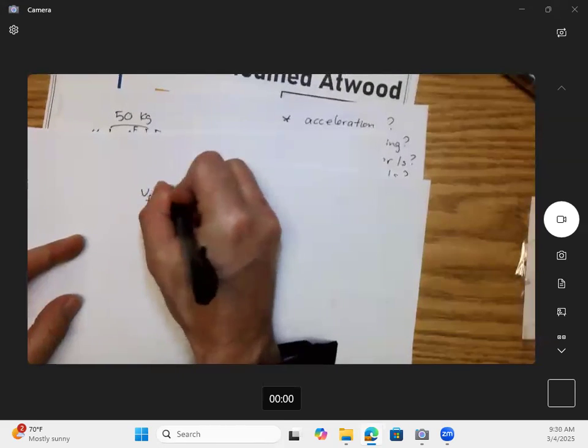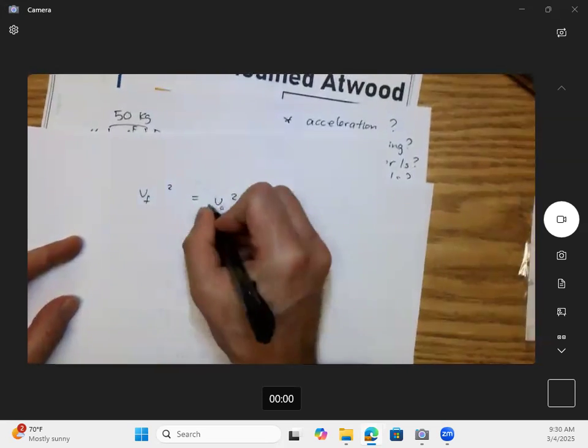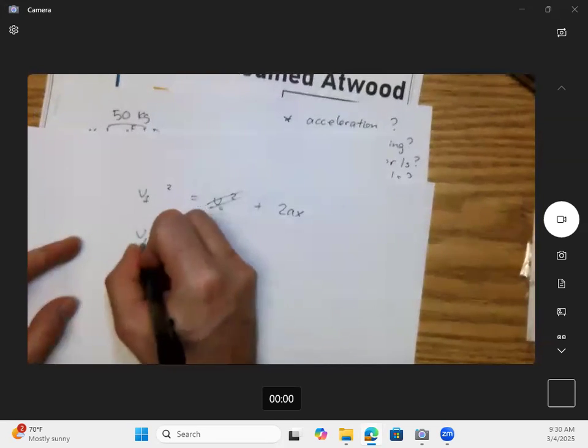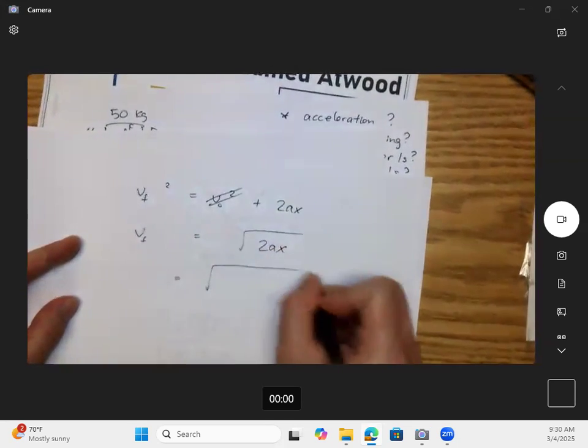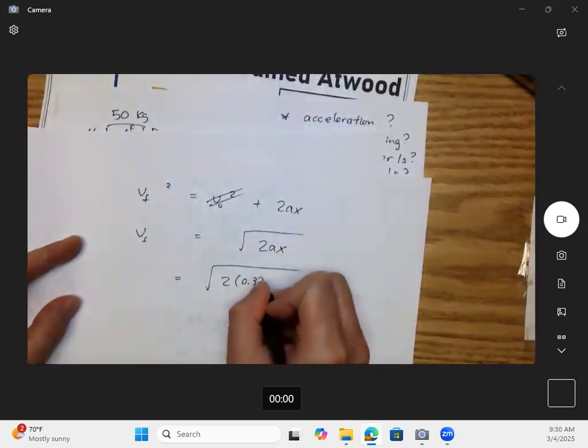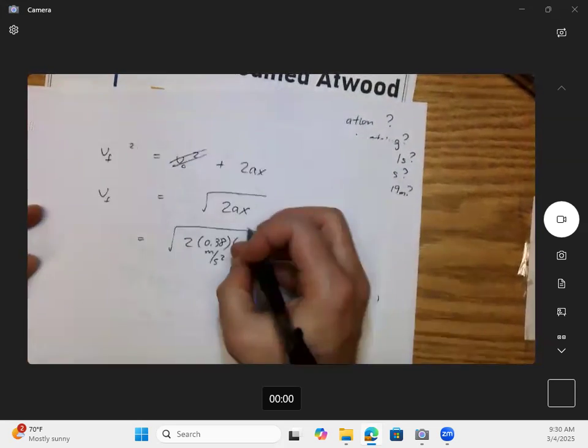But we can pull up the first kinematic formula. Speed squared equals initial speed squared plus 2ax. That goes away. So we're back to this. Square root of 2ax. I got 0.38. That's meters per second squared. And the distance was 0.19 meters.